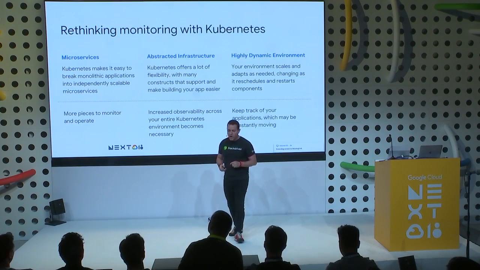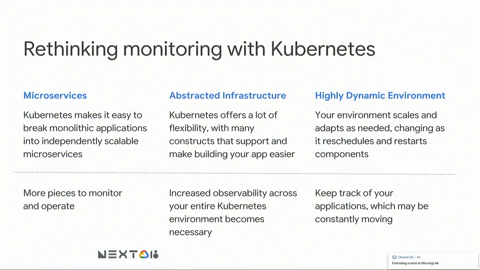Kubernetes actually makes things a little bit trickier because on the one hand, it gives us so much flexibility, it's great. We start with new microservices, so it really allows us to break this monolith into multiple microservices, but that means that we have more pieces to monitor and operate. The second thing is that we, of course, have abstracted infrastructure. You have so much flexibility. You can use different types of controllers and deployments and stateful sets and all these different components. And then when you're using those, now you have to infer the state of those components when something goes wrong. So you really want to have well spread out observability throughout your entire Kubernetes environment.